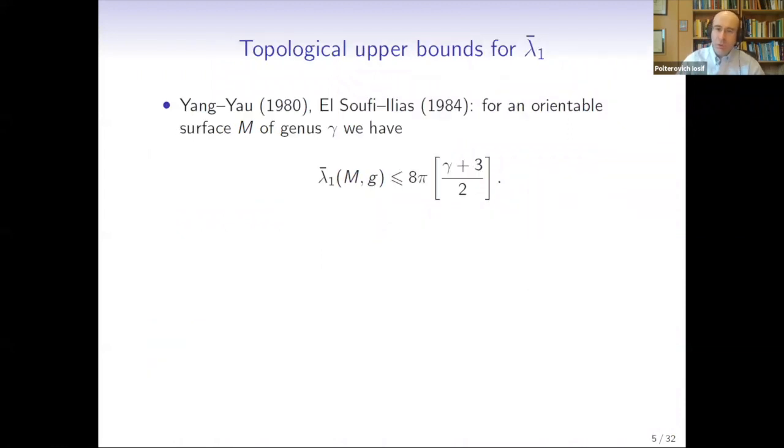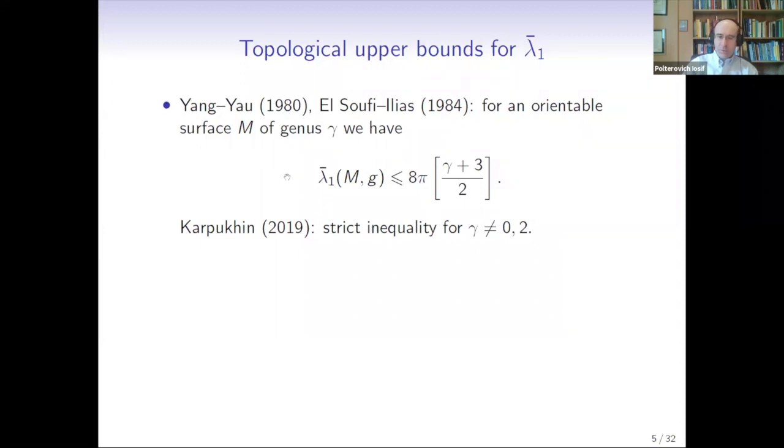So let me first review what is known about this problem in general. The first general result is due to Yang and Yau from 1980, which says that for an orientable surface M of genus gamma, we have that lambda 1 bar is bounded by 8 pi times this finite quantity involving the genus gamma. And in the original paper of Yang and Yau, this quantity was equal to gamma plus 1, and it was a little bit later realized by Iosif and Elias that in fact you can make it a little bit smaller. However, in general, you don't expect that this bound is sharp.